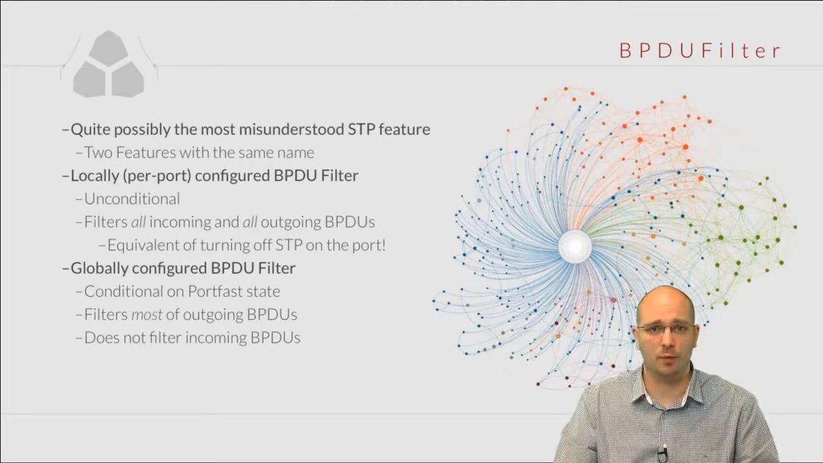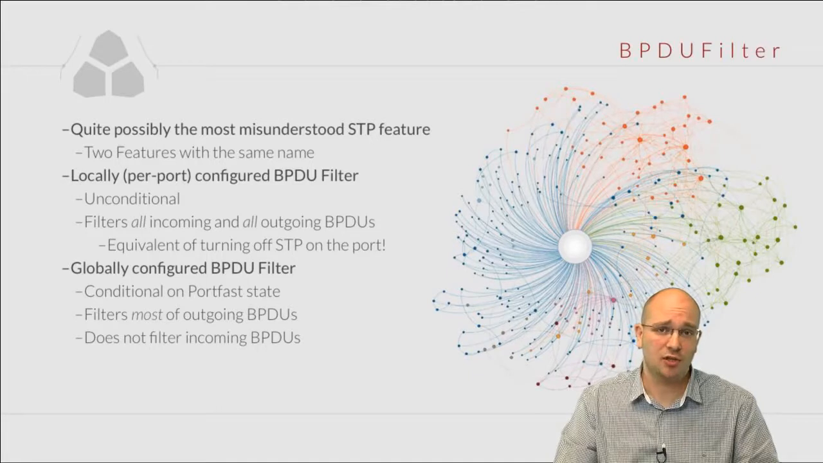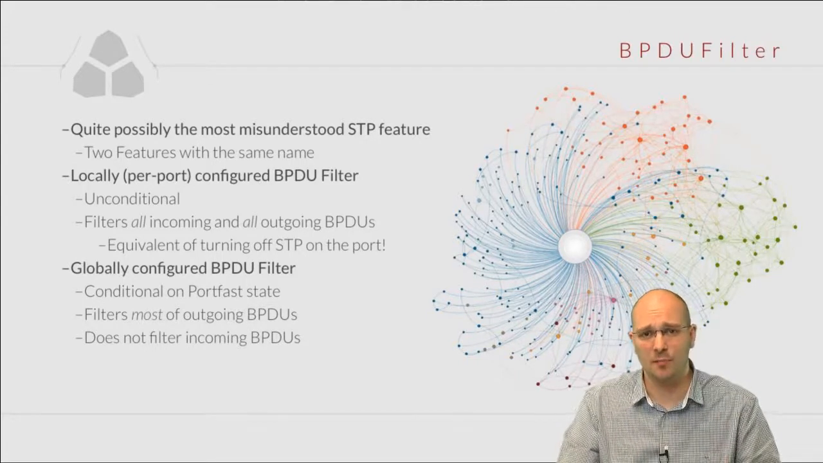When configured on a per port basis, the spanning tree BPDUFilter will unconditionally filter any outgoing and any incoming BPDUs. This is the equivalent of turning off the spanning tree on this port. Contrary to this, when we turn on spanning tree BPDUFilter globally as part of the portfast configuration, no incoming BPDUs will be filtered by this feature, and BPDUFilter will filter only most of the outgoing BPDUs, but not all of them. Let me show you all this with a couple of examples.